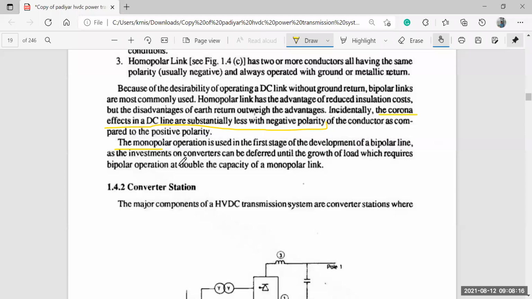Monopolar operation is used in the first stage of the development of a bipolar line, as the investment on converters can be deferred until the growth of load requires bipolar operation, which has double the capacity of the monopole link. So firstly it is laid down as monopolar operation, and thereafter it is converted to bipolar operation to double the capacity. This is the entire segment that you have to know about HVDC.